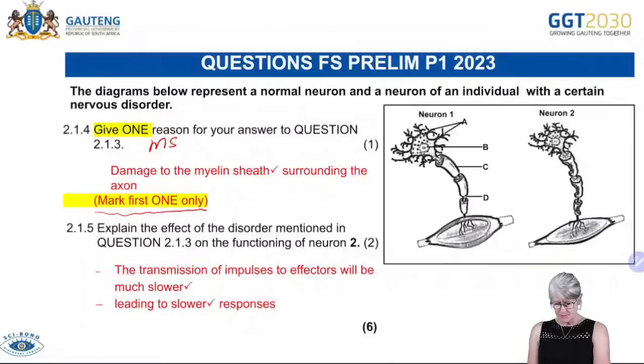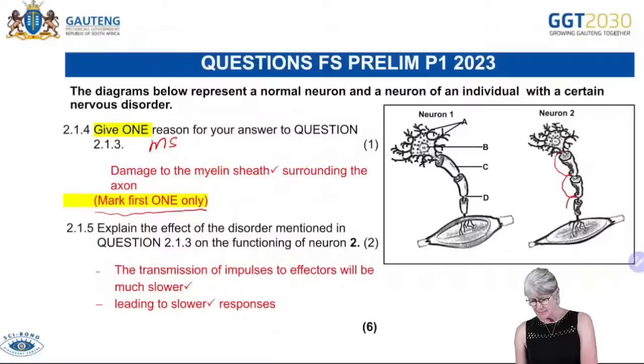Okay. Then the next question they ask us is, explain the effect of the disorder mentioned. So what happens now is when it's broken like that, my impulse doesn't travel as nicely and cleanly as it would normally along the axon. So it's going to slow down the transmission of the impulse. It's going to be much slower, which is then going to lead to slower responses. So I'm not going to be able to react as quickly as I need to always. All right.